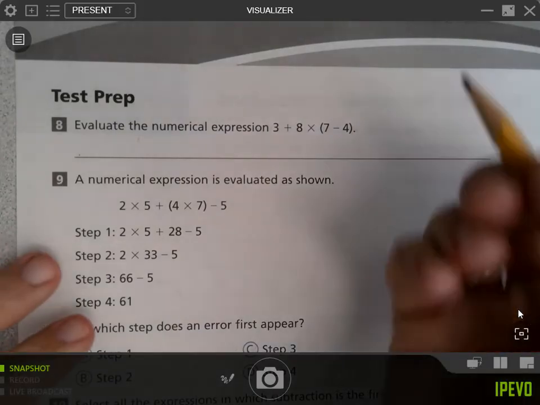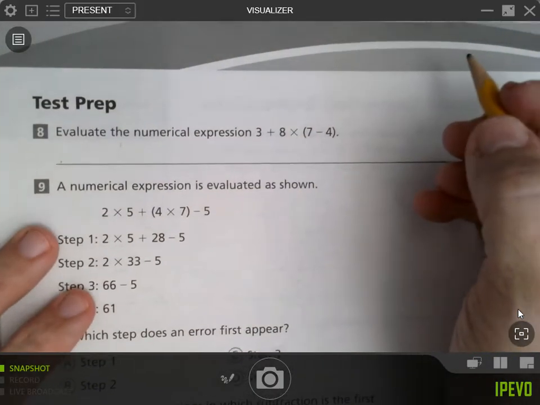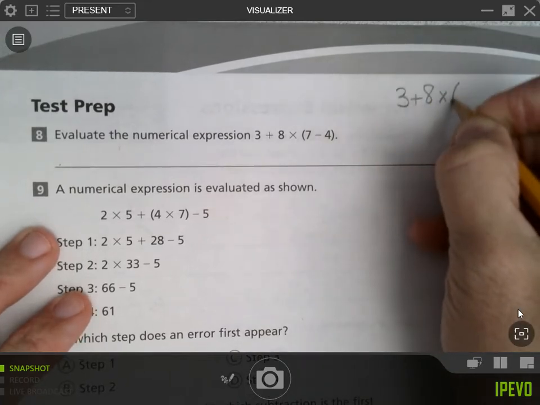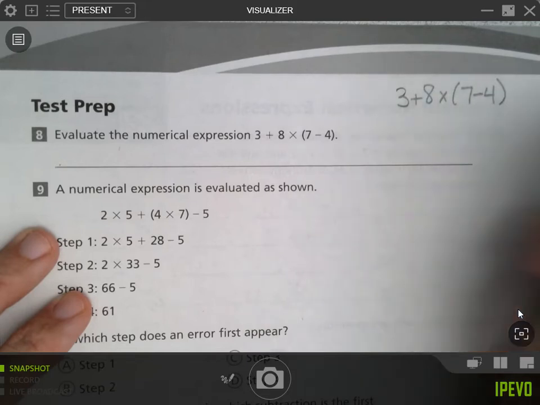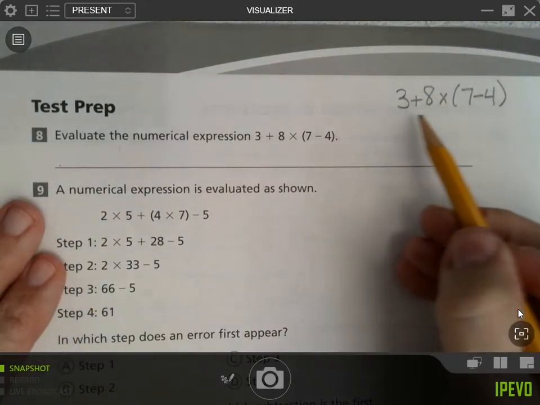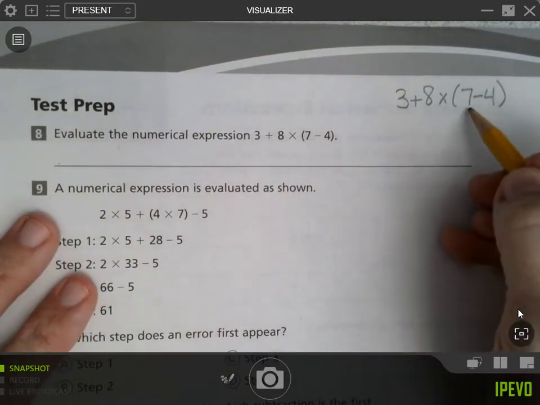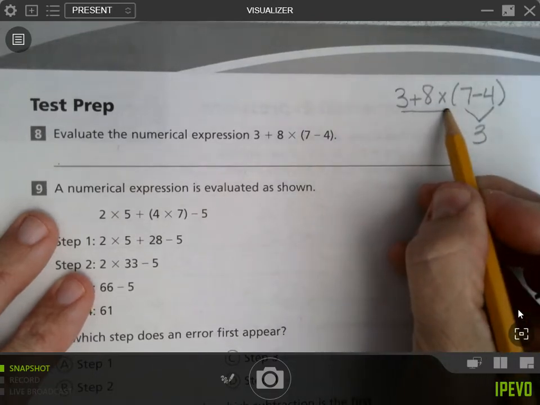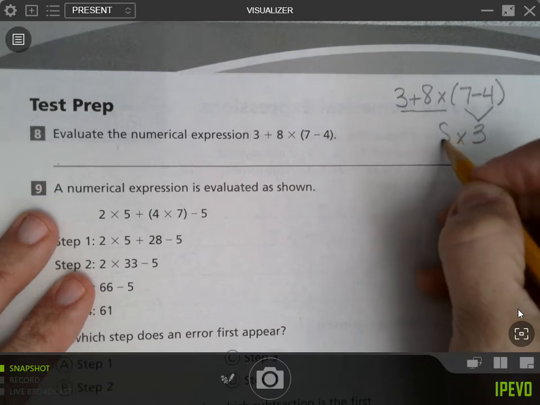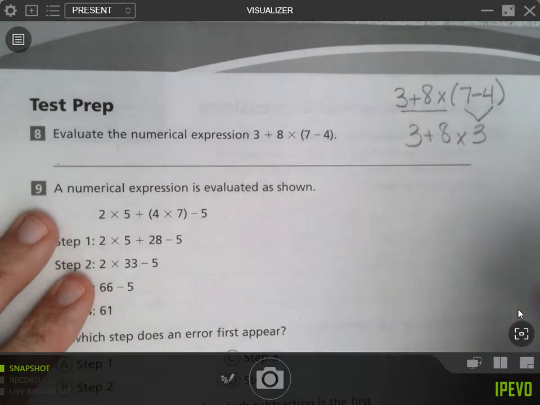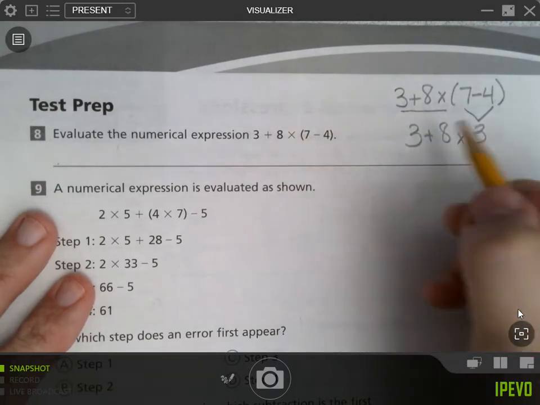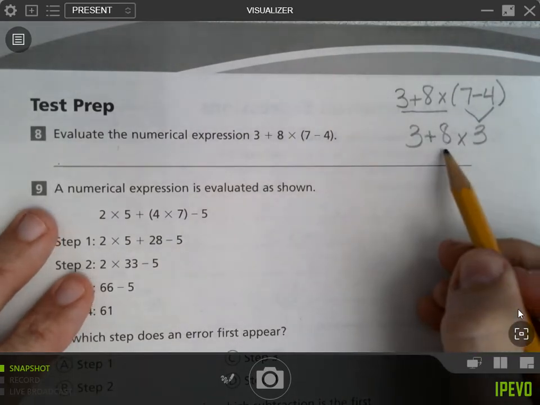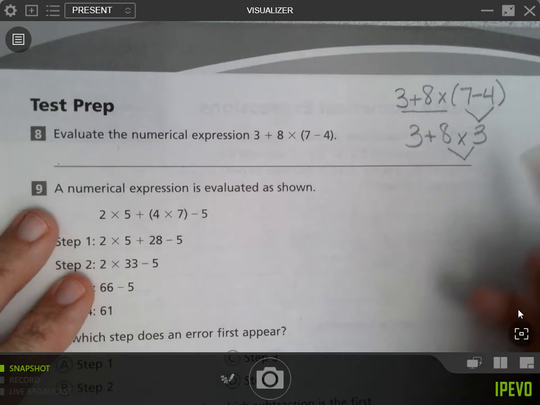All right, so if I look at this, I'm going to evaluate 3 plus 8 times the difference of 7 and 4. Order of operations, I'm going to start with parentheses. Everything else that I haven't evaluated yet, I'm going to bring down. So parentheses are gone. No exponents. Multiply, divide. Yes, right here I've got multiplication.